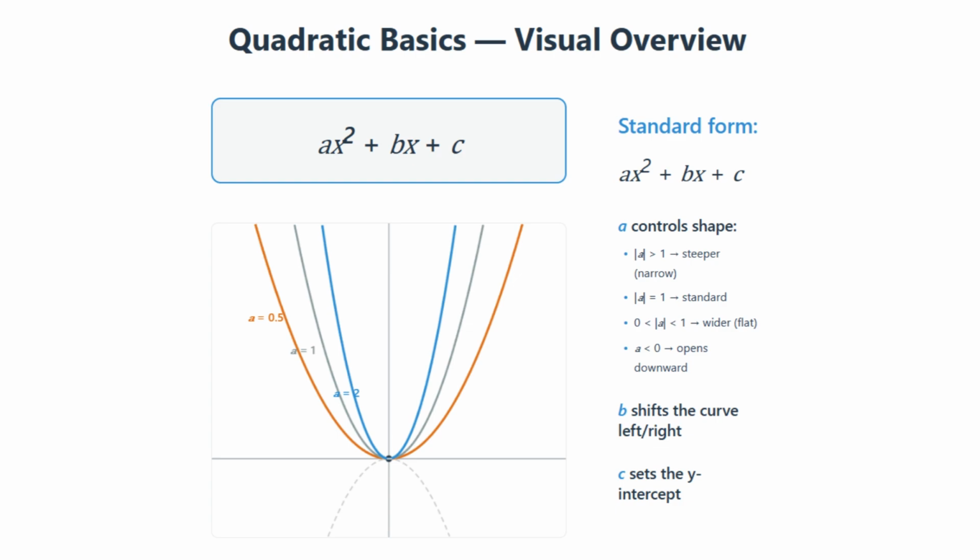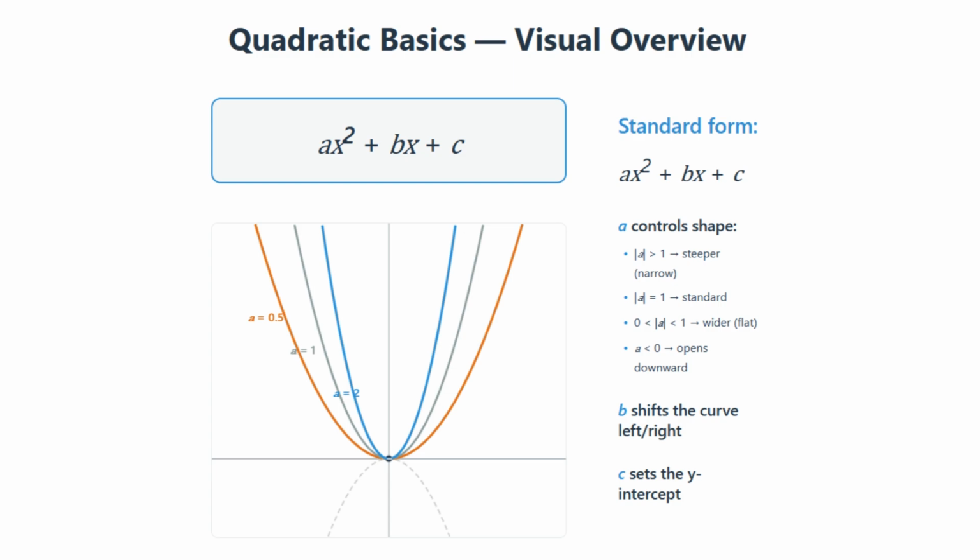The value of B affects where the parabola tilts left or right. It might seem less obvious at first, but B works together with A to determine the exact x-coordinate of the vertex, the turning point of the parabola. This is why you'll see the expression negative B over 2A appearing frequently. Finally, C tells us the exact point where the graph crosses the y-axis. This is the easiest parameter to identify. It's simply the y-intercept, the output value when x equals 0.